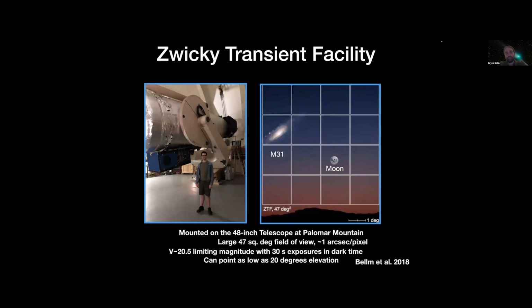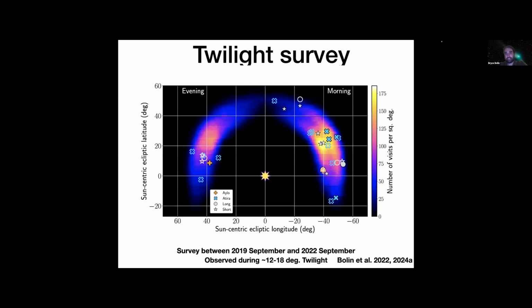So we searched for these inner Earth objects, these ALO objects, using the Zwicky Transient Facility, which is a camera mounted on the 1.2 meter Palomar Schmidt telescope that has a 7x7 degree field of view and a limiting magnitude of 20.5. It can point as low as 20 degrees above the horizon. This is the survey pointing map on the sky plane, where the x-axis is the sun-centric ecliptic longitude, and the y-axis is the sun-centric ecliptic latitude.